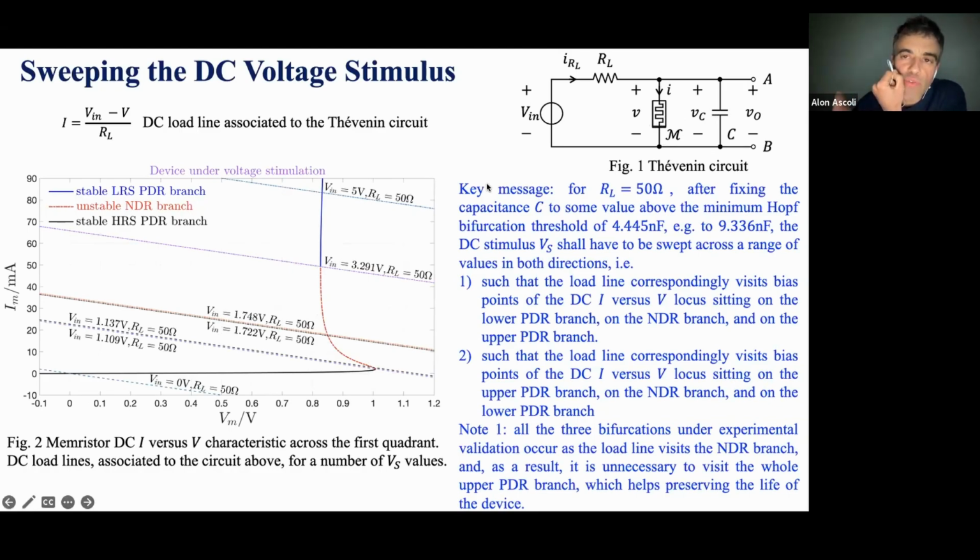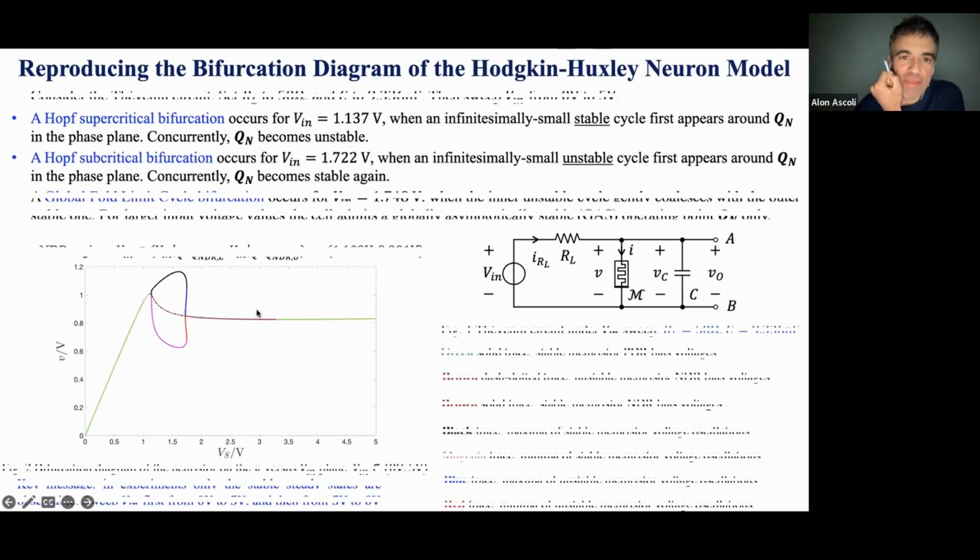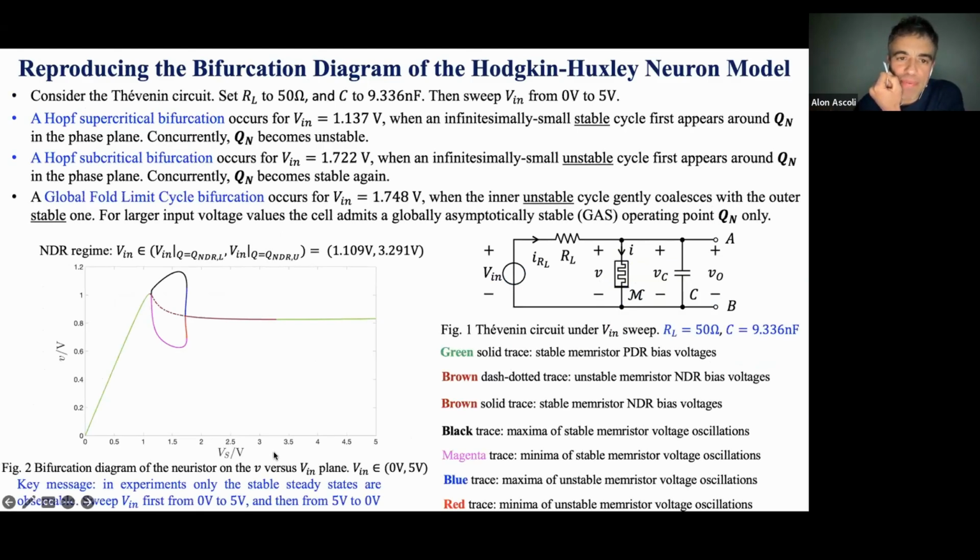So similarly, of course, if you look at the Norton form, it has more the shape of the Hodgkin-Huxley neuron, right? Because it's current controlled. But okay, the two systems are equivalent, so one can study one or the other. And this is the bifurcation diagram under voltage sweep. As you can see, this is shown the other way around from how we show it in the paper. In the paper, we flipped the axes to make it closer to the shape of the Hodgkin-Huxley neuron diagram.